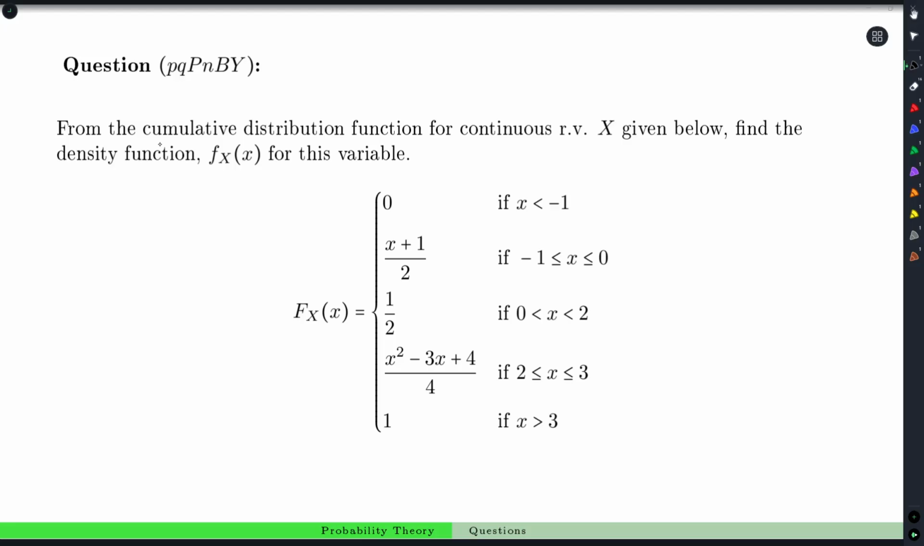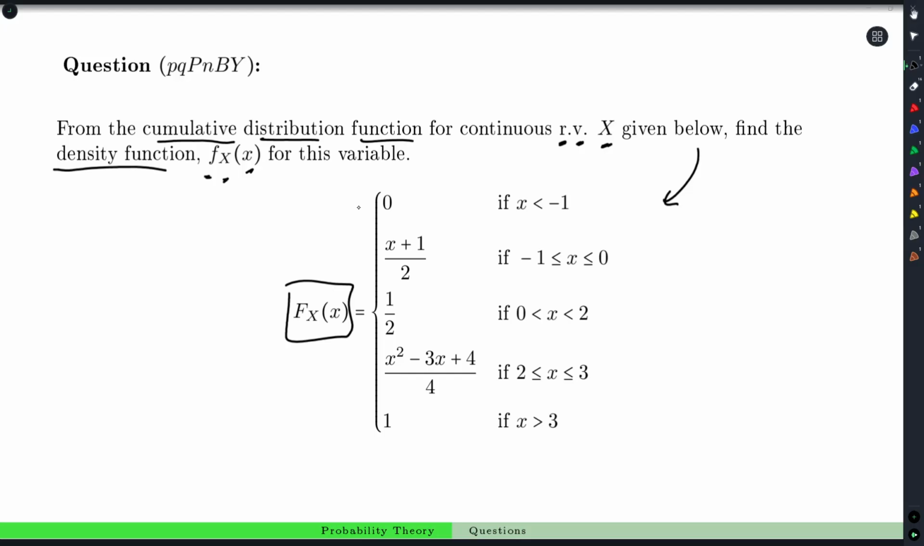From the cumulative distribution function for the continuous random variable x given below, find the probability density function, f, we use lowercase f sub x of x. So here we've got capital F sub x of x, and that's our CDF here. And if we take a look, it's made up of a lot of pieces.